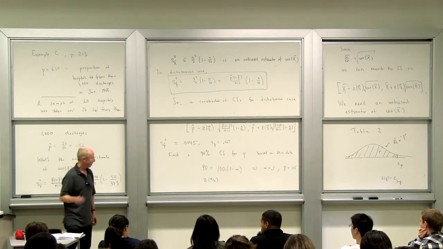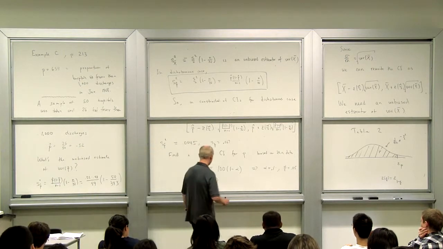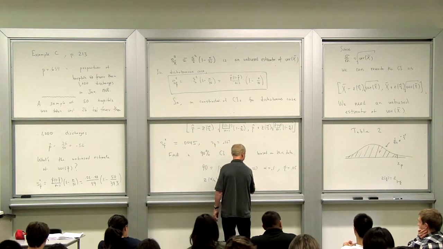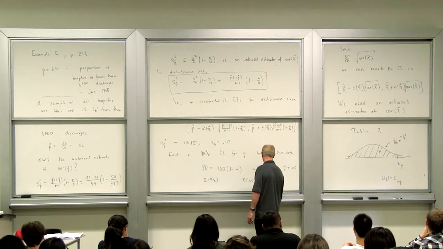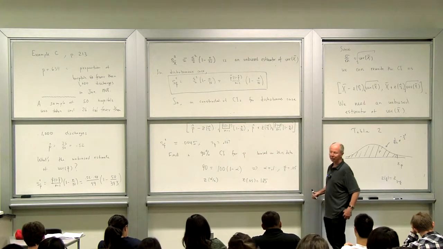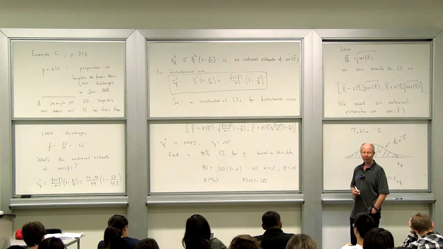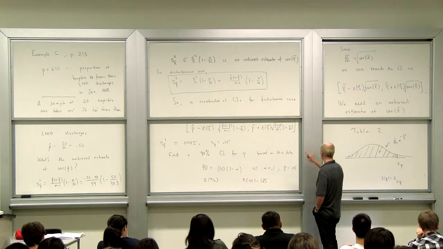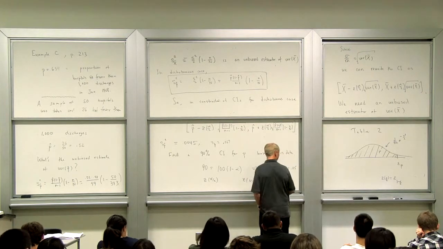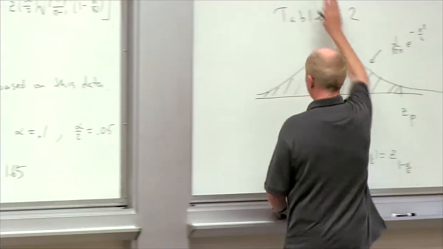Okay. So Z sub 0.05 is approximately 1.65. Maybe it's 1.64. It's a little bit over. Okay. So just plugging in the numbers there.